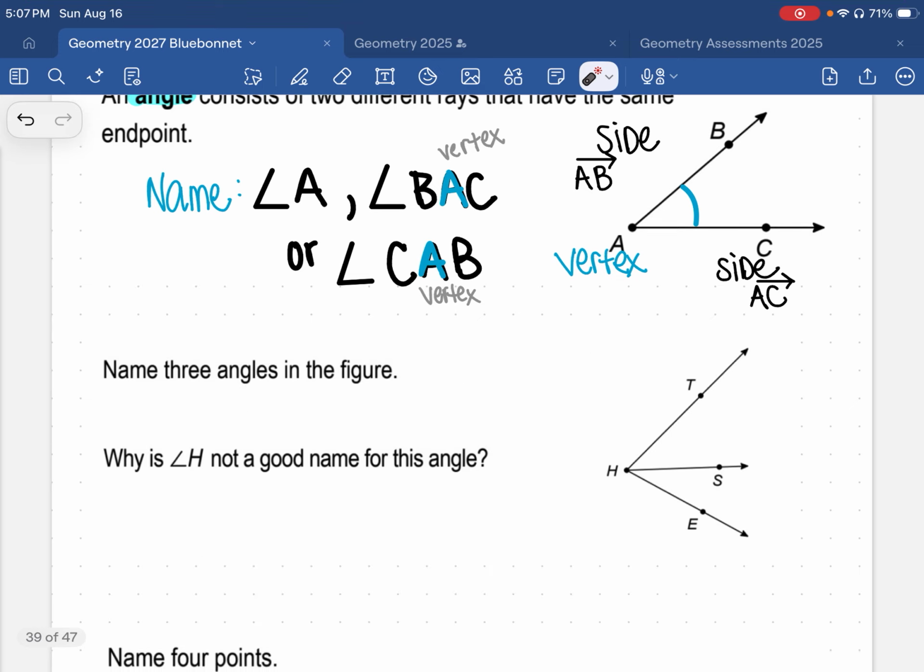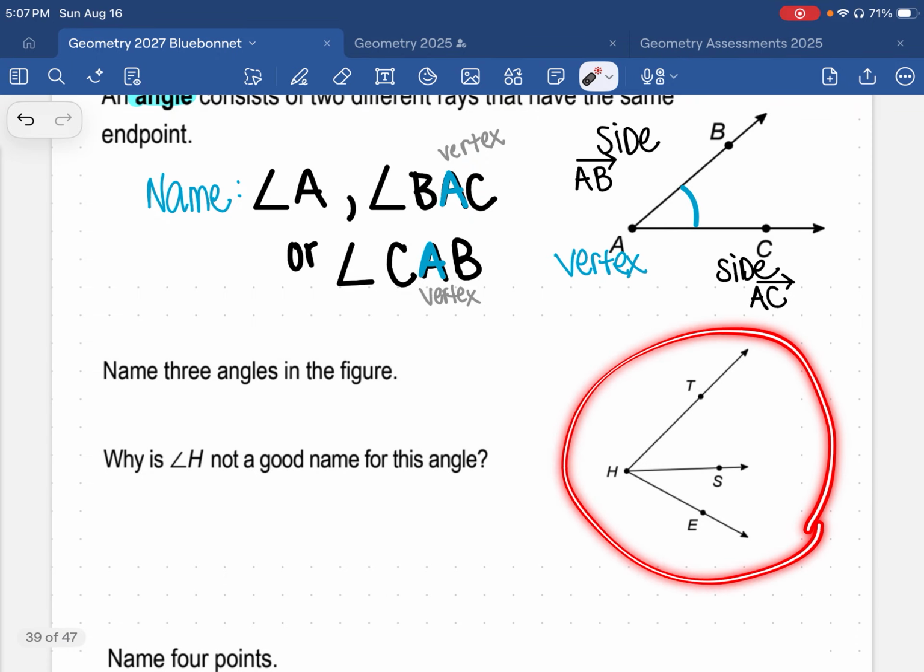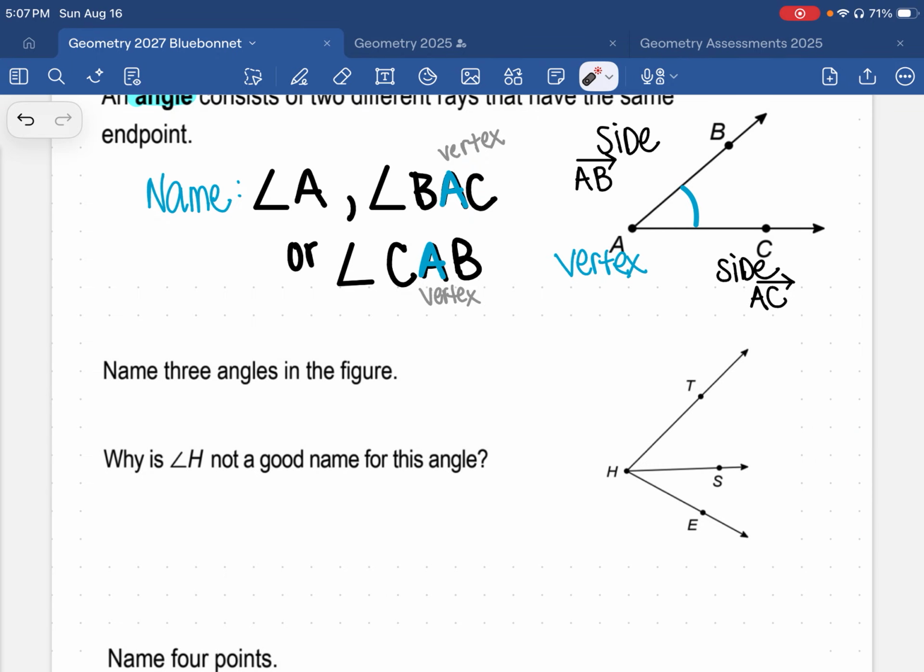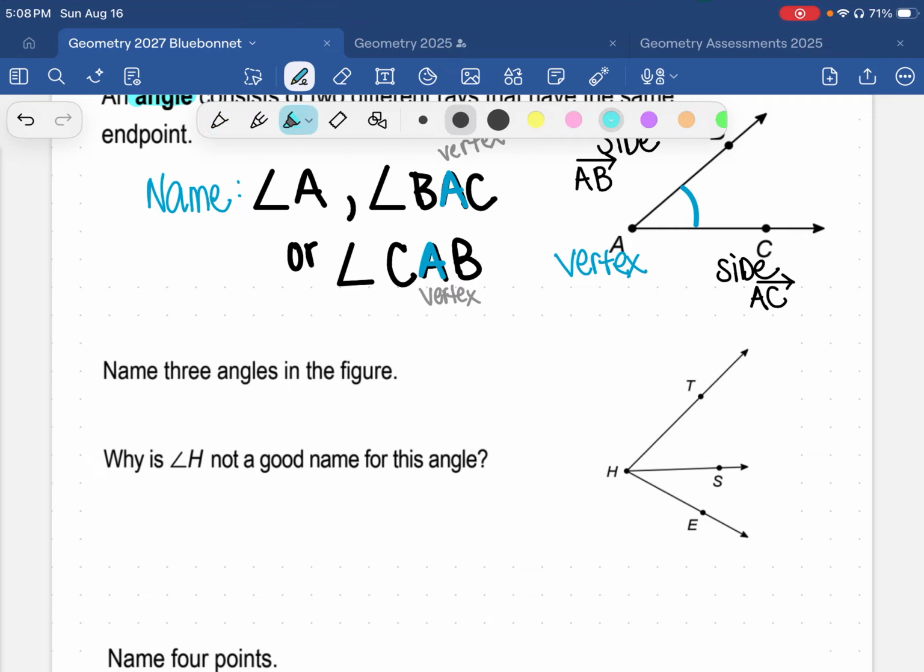All right, let's take a look at this geometric figure right here, and let's go ahead and name 3 angles. I don't see 3 angles. I only see 2 angles. I see this angle right here, and I see this angle right here. So where is the third angle? That's right. The whole thing together is the third angle. Perfect.